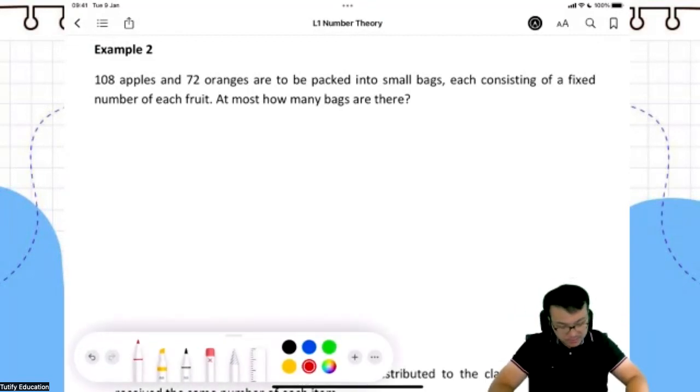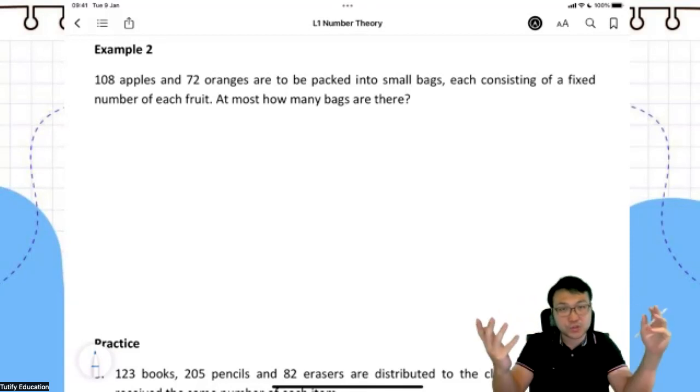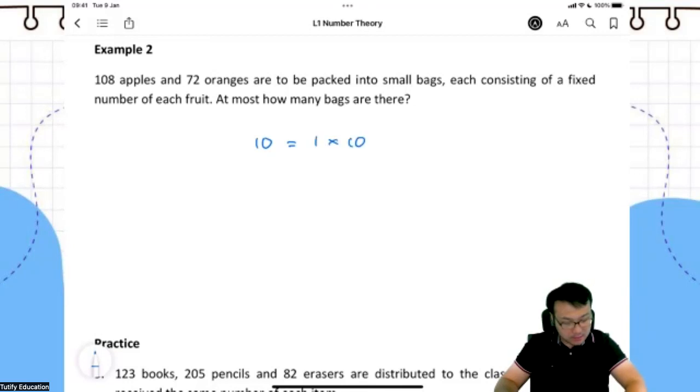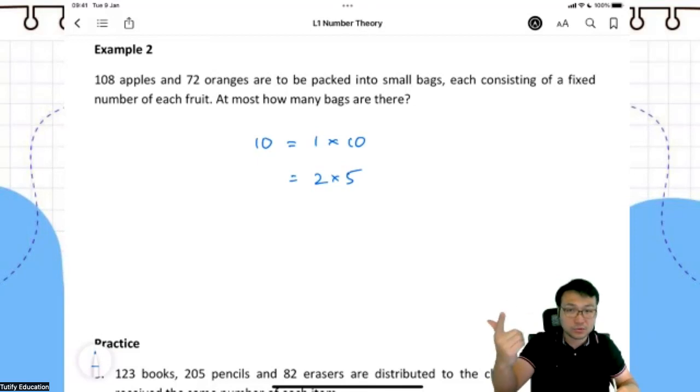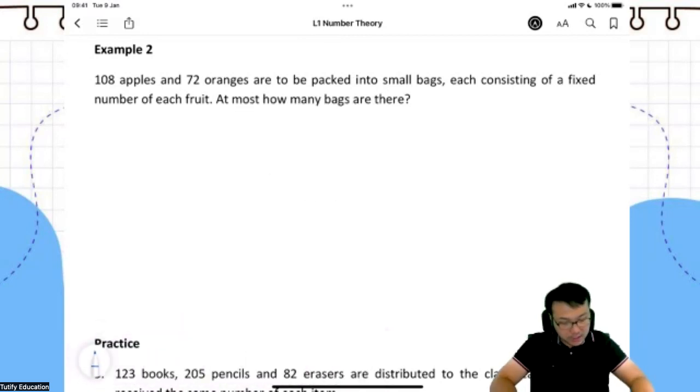So, students, what is a factor? Firstly, we need to understand factors are actually the numbers that are being used to make up another number. For example, factors of 10. What are the factors of 10? We can use all these numbers to make up the number 10, right? So these numbers are called the factors of 10. The number 1, the number 2, the number 5, and the number 10. They are all factors of 10. So if I want to find the factors of 108 and 72, I just need to make a list.